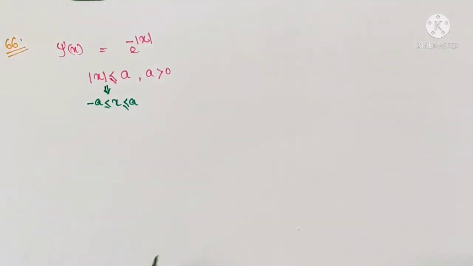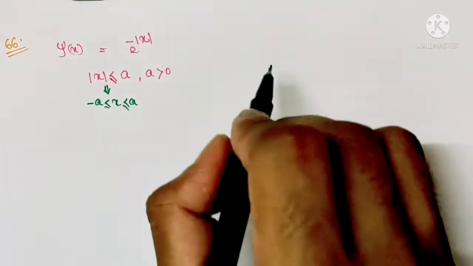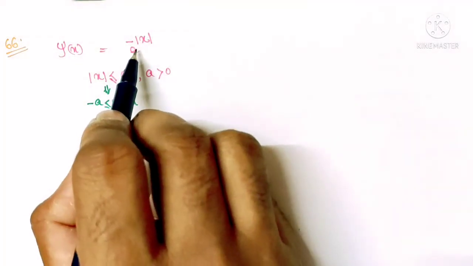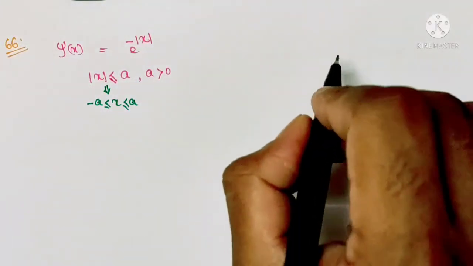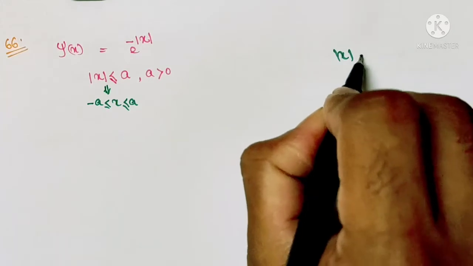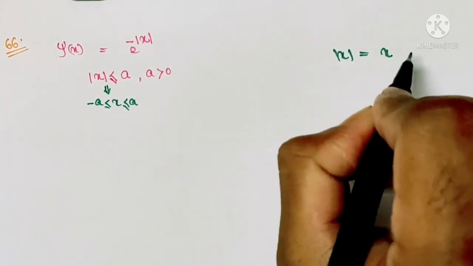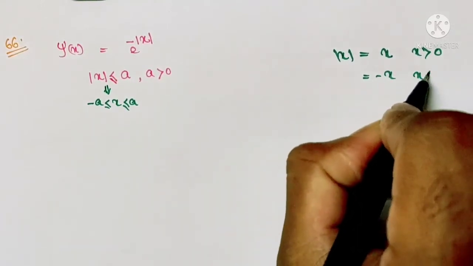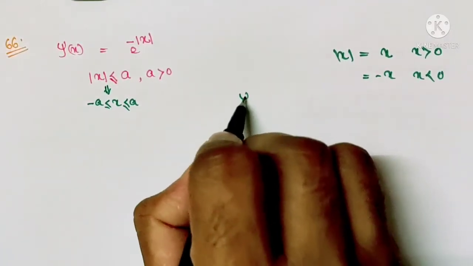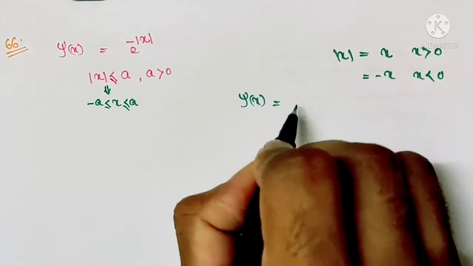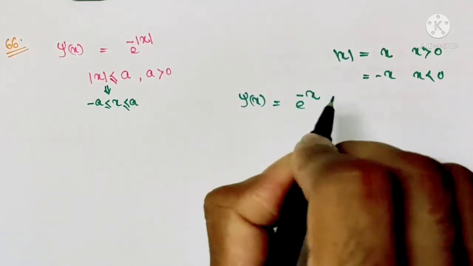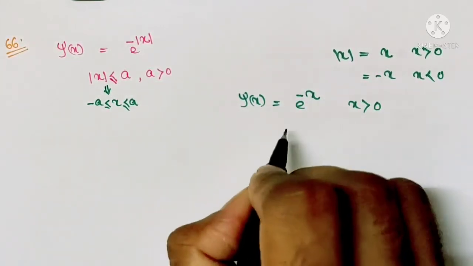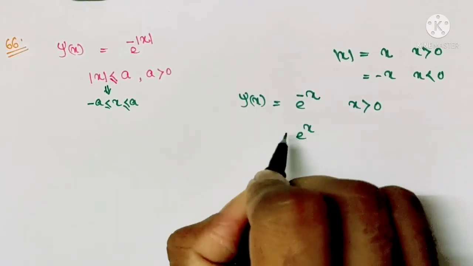So let us first write the psi x. Psi x is given as exponential minus mod x. We know mod x equals plus x for x greater than 0, and it is equal to minus x for x less than 0. So wave function psi x equals exponential minus x for x greater than 0 and exponential x for x less than 0.